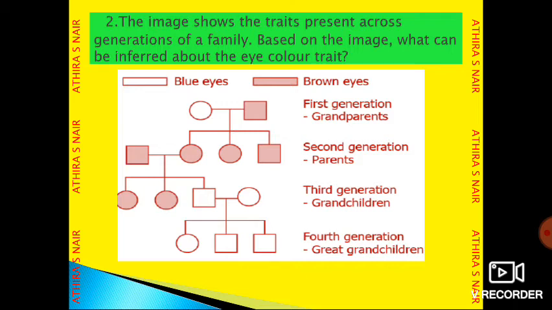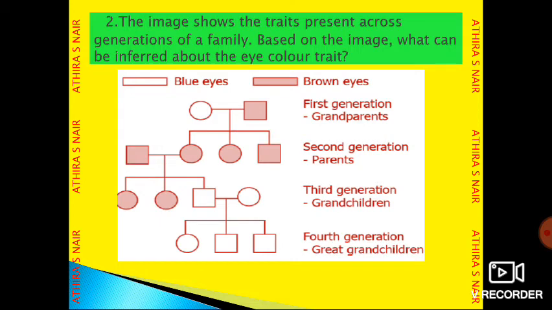And in the next generation their daughter got married to another person, who has brown eyes, and their kids, two girls, have brown eyes and one boy has blue eyes. That blue-eyed boy is married to one blue-eyed girl, and here all the progenies are blue-eyed. Question is, based on the image, what can be inferred about the eye color trait? How is it inherited or which type of trait is it?